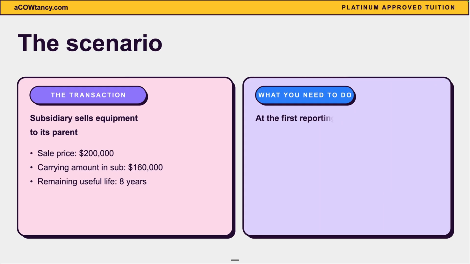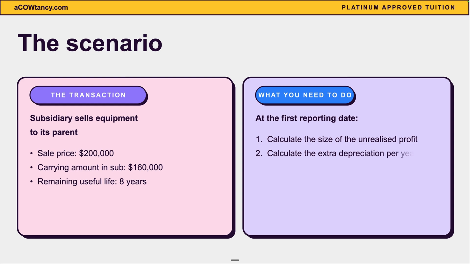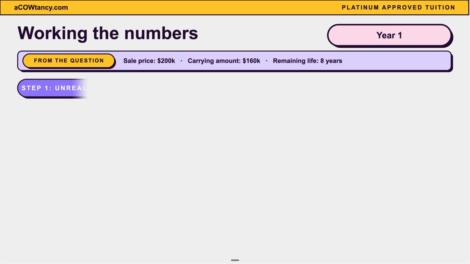So what do you need to do? Well, first of all, you've got to calculate the size of the unrealised profit. We've done that, haven't we? It's 40,000. Calculate the extra depreciation a year. Well, that would be 40,000 divided by 8. Then reduce the seller's profit in retained earnings by the full 40,000 and add back the extra depreciation in the buyer's retained earnings year by year. So let's work through it step by step.